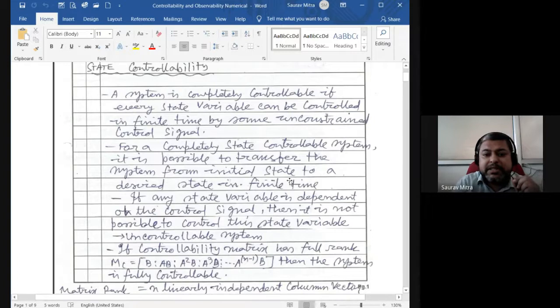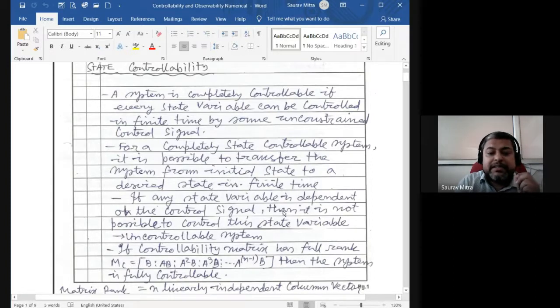So for a completely state controllable system, it is possible to transfer the system from the initial state, that is at t is equal to 0, x1(0), x2(0), to a desired state in finite time. Initial state means t is equal to 0. I want that after 5 seconds the inductor current should be this much. I want that after 5 seconds the capacitor voltage should be this much. So I have to connect the input in such a way that I can define that after a certain time this much is going to be the values of the state variables. If I can do that, then I can say that the system is completely controllable.